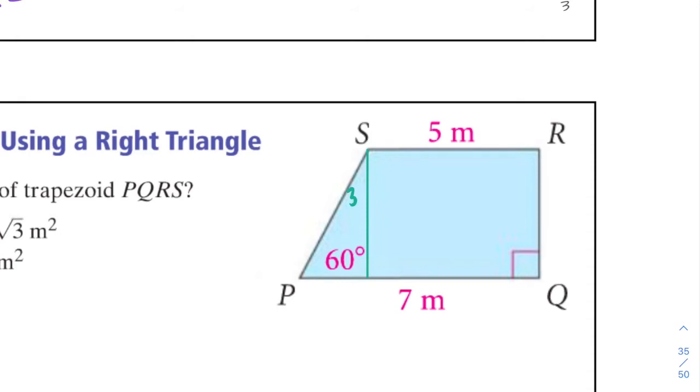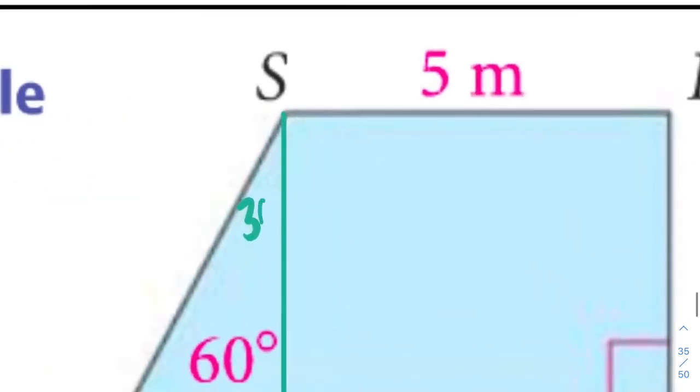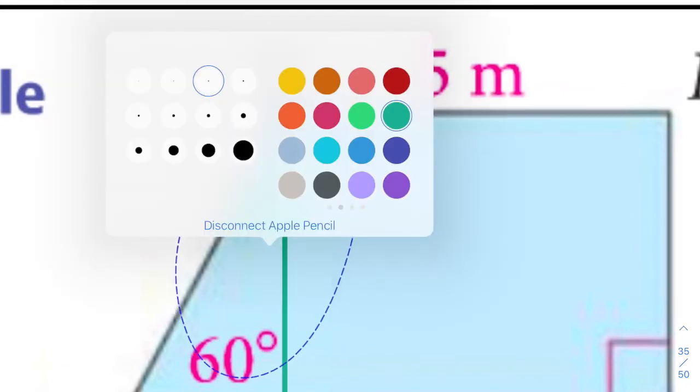We're going to put 30, let me zoom in. We're going to put 30 degrees. Let me clean that up. 30 degrees right there. Let's change the color so it's easier to see.